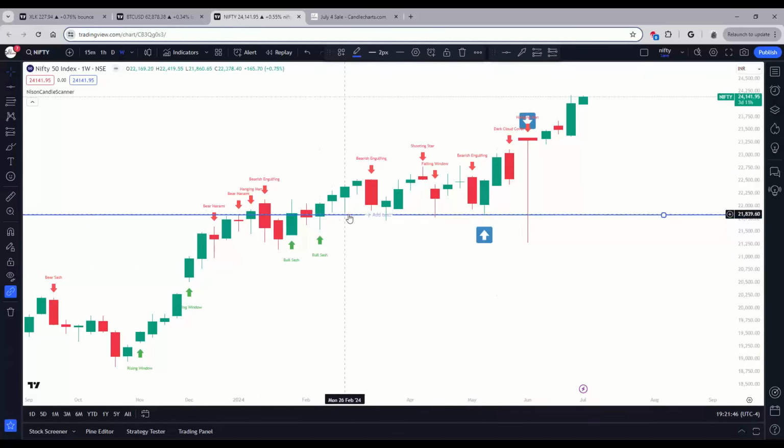Anytime you get the opportunity to get into this area of 21.8, you'd be pretty happy to see, oh okay, but look where we are now, 24.1. It's a 2,300 point move. So what can you do?